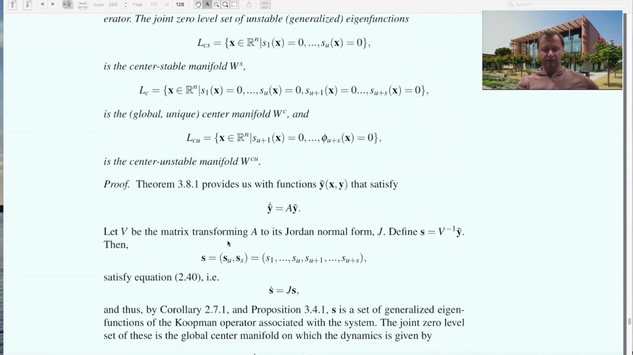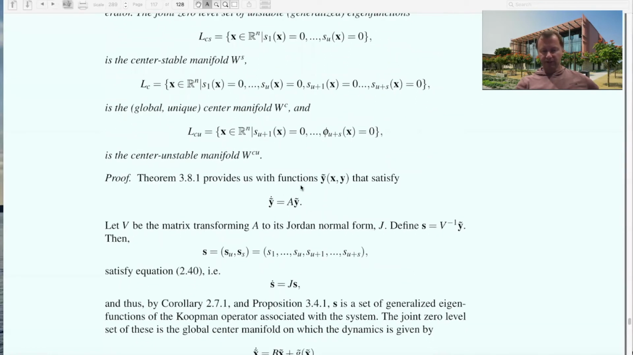So this is proven as follows. Palmer has shown that this equation is valid for these functions y tilde of x and y. X and y are our original variables. And now let's have the matrix V, a matrix that transforms A to its Jordan form J. And now we define S, a new set of functions or observables, to be V inverse y tilde. Then we will have that S, which is a set of stable and unstable eigenfunctions, satisfies the equation S dot is equal to JS, right? Because we're just diagonalizing this system and we're finding new coordinates.